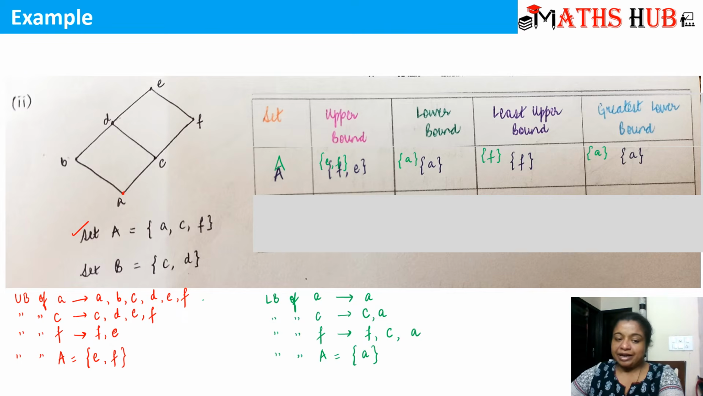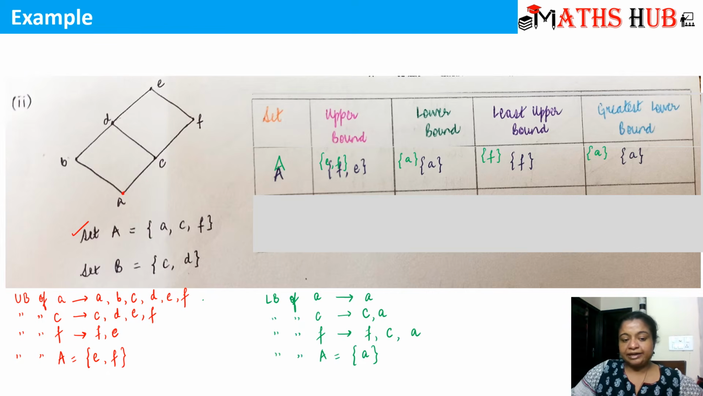So you can try set B on your own, right? And you can see the answers also displayed here. I'll also tell you a shortcut to calculate the greatest lower bound and the least upper bound, right? Now I'll tell you the shortcut for set B, without calculating the upper bounds and the lower bounds.